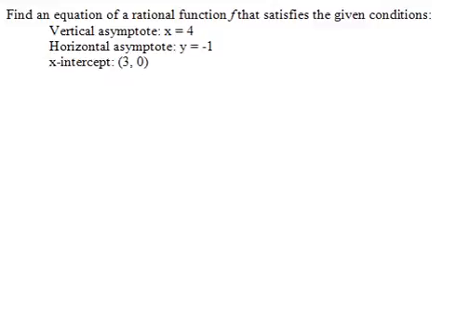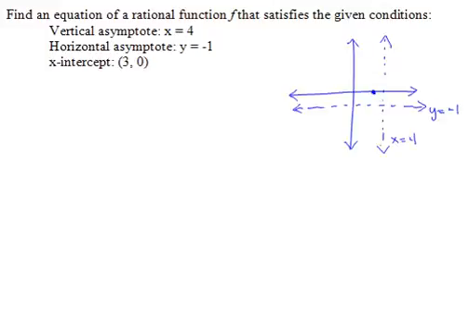Find an equation of a rational function f that satisfies the given conditions. We have a vertical asymptote at x equals 4, a horizontal asymptote at y equals -1, and an x-intercept of (3, 0). Let me pop up a graph that shows those characteristics visually. Okay, and there we see those characteristics graphed.